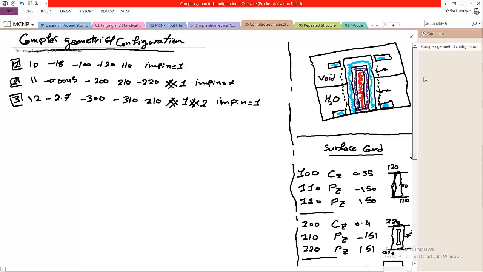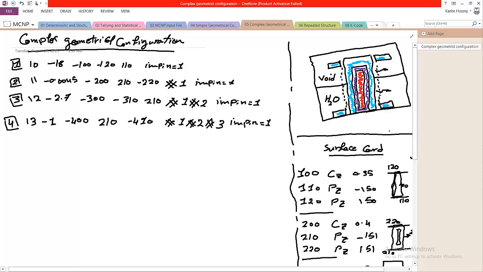Therefore, here cell 4, let's give the water material 13, with a density of negative 1 gram per centimeter cube, negative 400, positive 210, and negative 420, negative 410, excluding cells 1, 2, and 3, and the importance of our neutron equals 1.